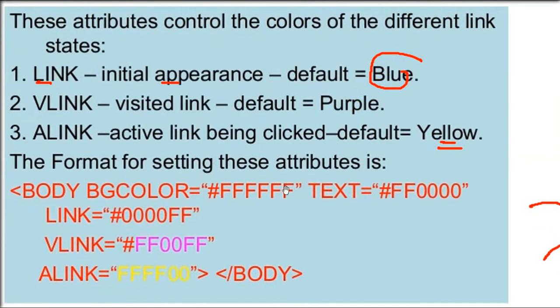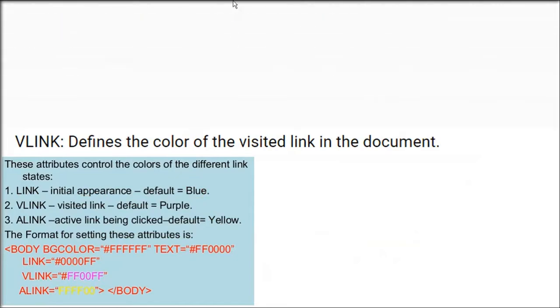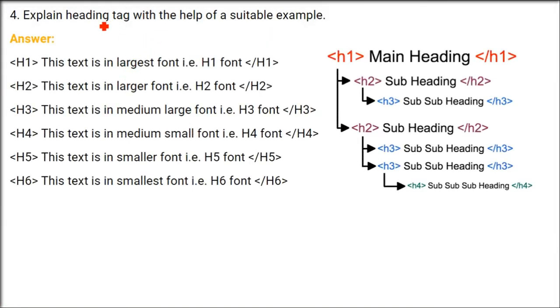So let me give you an example, body BG color. So now you have given link, V link and A link. Basically you have given color. So link you have specified by some color, say this is blue, V link red, basically link is red here, and V link is purple and A link is yellow. So I am just saying that you can change the color, it's not fixed, you can change it anytime.